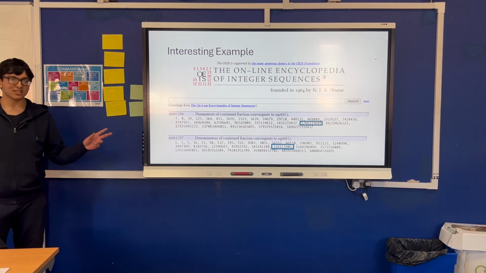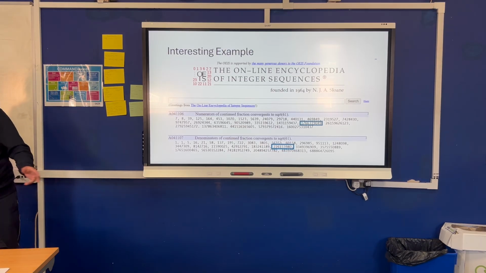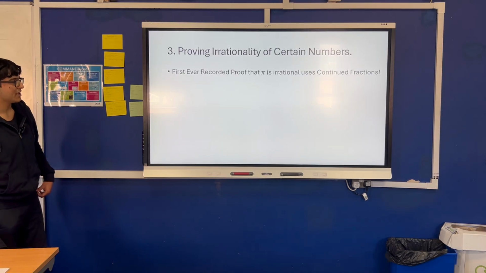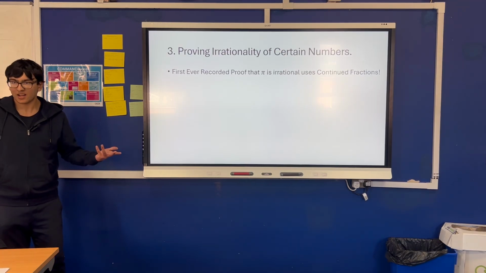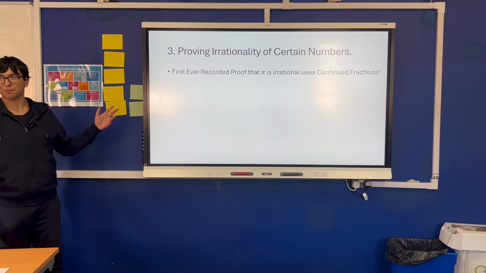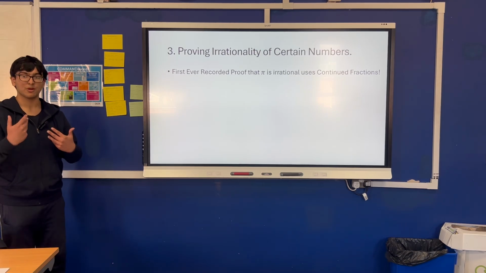Anyway, that's Pell's equation for you. There's a lot more to do with Pell's equations that I couldn't cover, but this is the continued fraction side of Pell's equations. Here's the third use: proving irrationality of certain numbers. We might take this for granted, right? Pi is irrational, duh. But mathematicians for millennia could not prove that. The ancient Greeks suspected it was irrational, but they couldn't actually formally prove it.